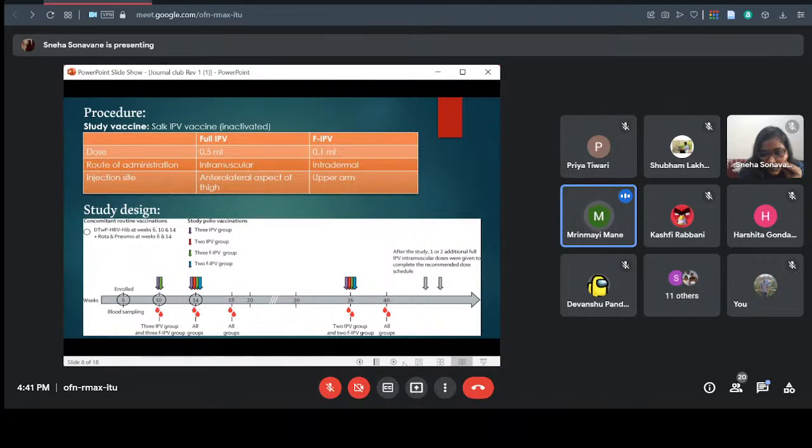The immune responses in this trial were expressed as seroconversion rates. So seroconversion rate means the total proportion of each group that changed from seronegative to seropositive, or from baseline seropositive infants who showed a 4-fold or higher increase in their antibody titers. Next slide.